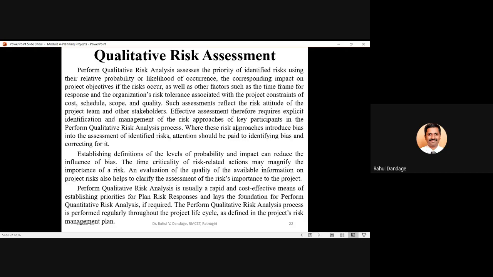Perform qualitative risk analysis process is performed regularly throughout the project life cycle. It is not a one time exercise. This should be performed at regular intervals as defined in the project risk management plan. So in the project risk management plan, it will be defined what will be the frequency of conducting this qualitative risk analysis. According to that defined frequency, this particular process must be performed regularly throughout the project life cycle.